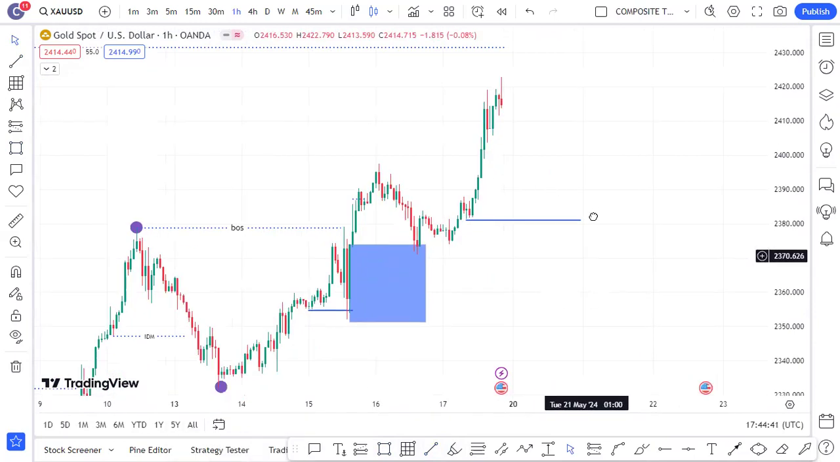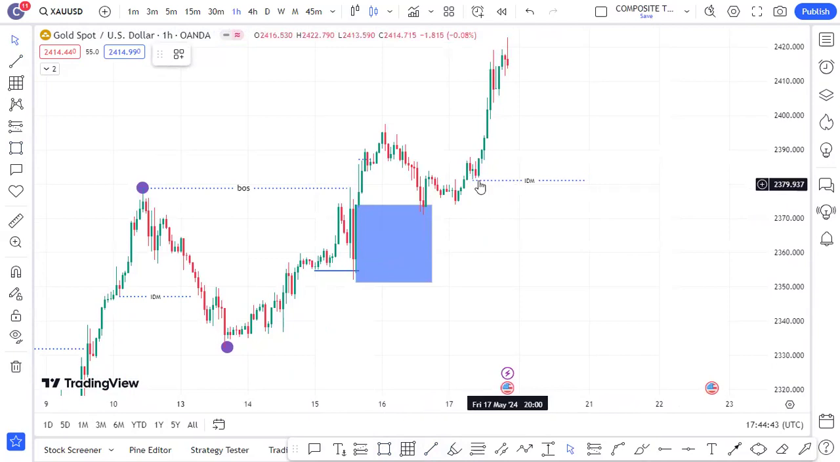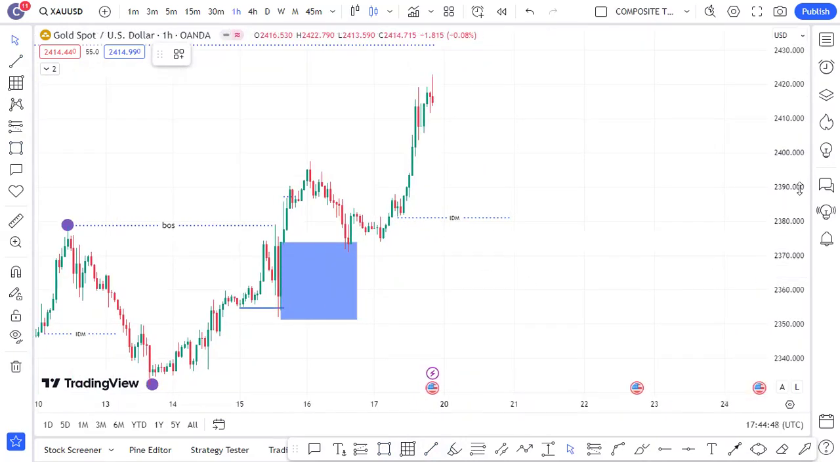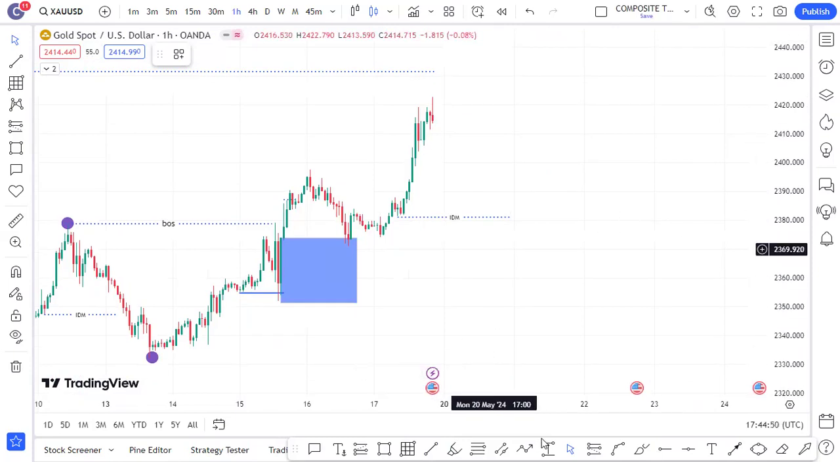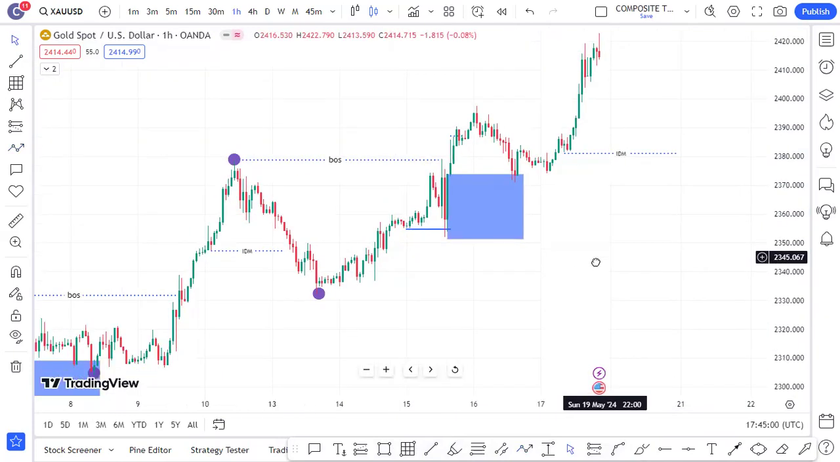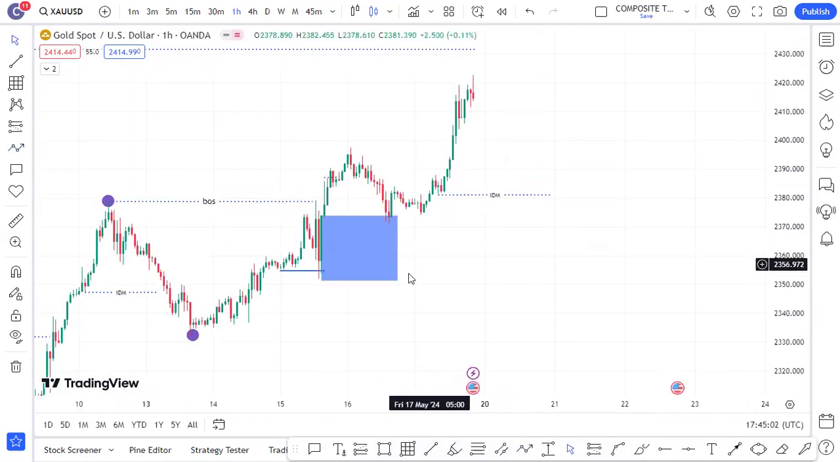So this means that for us, this pair has to drop to take out inducement before it could buy to the upside. The only thing we hope for tomorrow is a little bit of a drop, at least to take out the inducement, and then you can go to the upside. So this is our expectation on gold, 1 hour time frame.